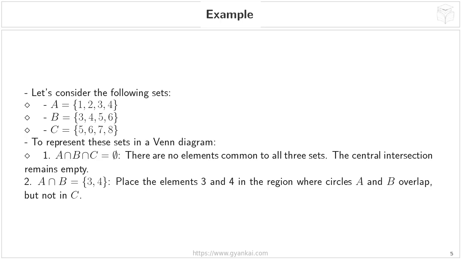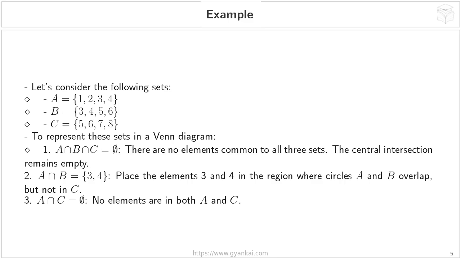Next, let's find the intersection of A and B. That is, the elements that are in both A and B. Looking at our sets, we see that the numbers 3 and 4 are in both. So, A intersection B is equal to the set containing 3 and 4. We'll place these numbers in the region where the circles representing A and B overlap, but importantly, not in the circle representing C, because they aren't in C.